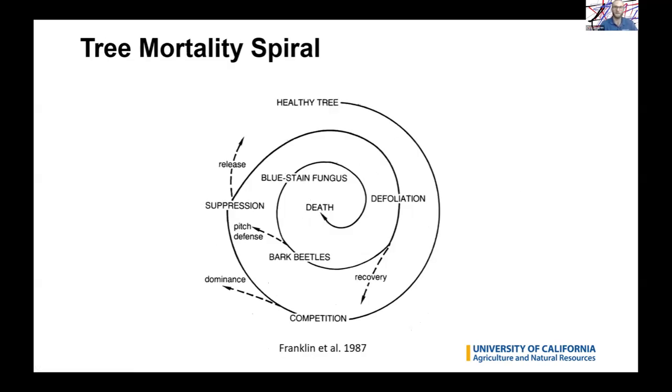There have been a lot of different people that have taken this concept and made it their own. The first time it was called the tree mortality spiral was in a paper by Franklin in 1987, and he was talking about natural Douglas firs in a natural system, and he took that decline spiral and made it a mortality spiral, which is what we generally call it today in the tree industry.